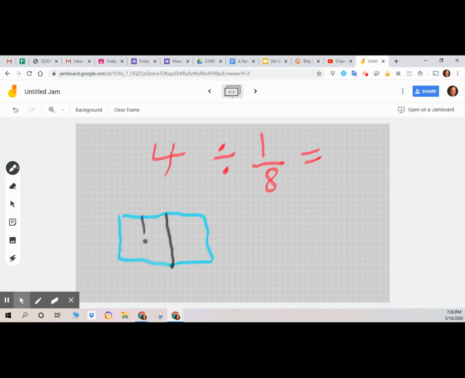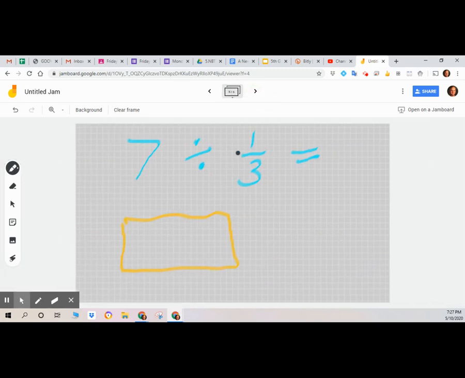All right, so 4 broken up into 1/8 size pieces. I'm going to cut it in half. I'm going to cut it in fourths, and then I'll cut that in half to make it eighths. So there's 1, 2, 3, 4, 5, 6, 7, 8 pieces in one whole if we break it up into 1/8 size pieces, but we have 4 wholes. So we're going to multiply that by the 8 pieces, and that will give us 32. So 4 broken up into 1/8 size pieces equals 32 pieces. If you have 32 pieces and you multiply it by 1/8, you would get 4.